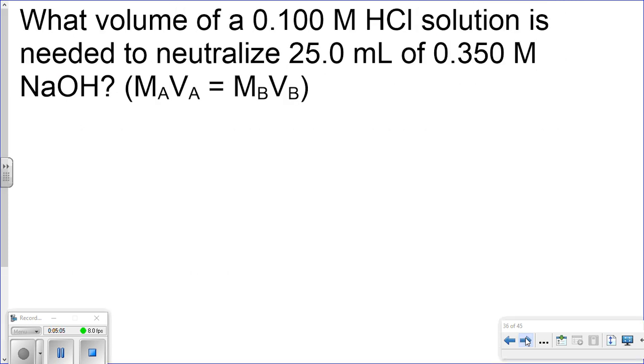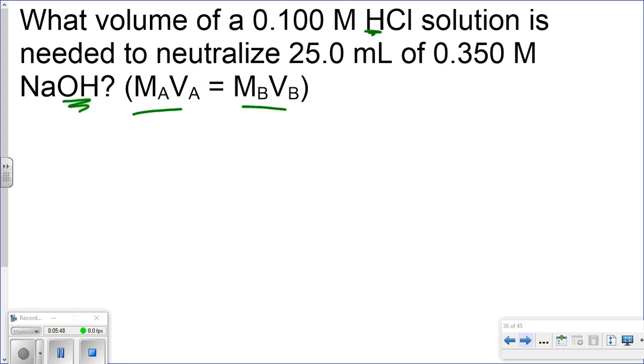So when we talk about some of these things, we can actually do reactions with this to predict how much of a certain substance we might need. So this one says, what volume of a 0.1 molar HCl solution is needed to neutralize 25 milliliters of a 0.350 molar NaOH? Now, you can use MAVA equals MBVB. This looks like the dilution equation, doesn't it? So this actually works, but it is most effective and most easily used when you have a single proton, or monoprotic, and a single hydroxide ion. If you have a diprotic or two hydroxides, you've got to do a little magic here mathematically, but it still works, but it's easier to do it a different way.